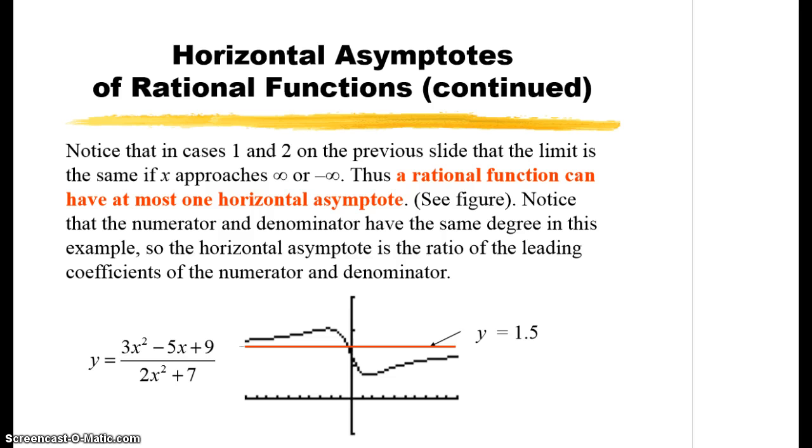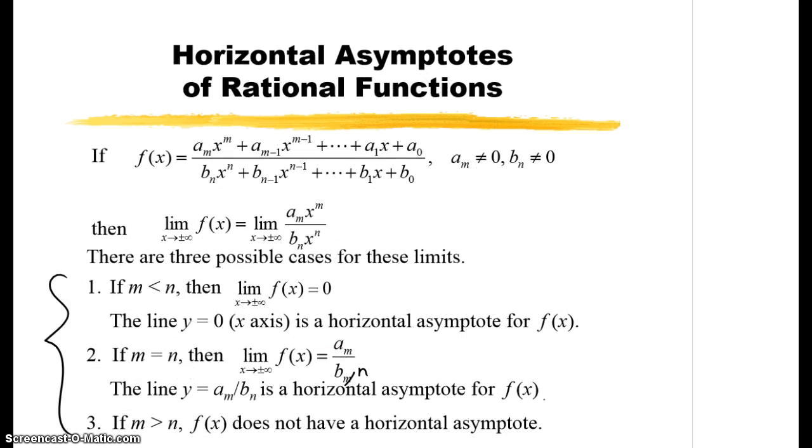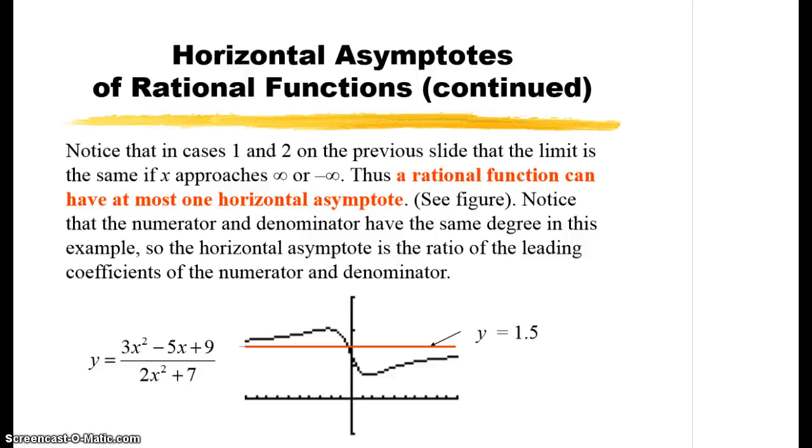Okay, so notice that in cases 1 and 2, on the previous slide, the limit is the same if x approaches positive or negative infinity. It wouldn't make a difference in both cases. Thus, we say a rational function can have at most one horizontal asymptote. That's the reasoning behind it. Notice that the numerator and denominator have the same degree in this example, 2, right? So the horizontal asymptote is the ratio of the leading coefficients of the numerator and denominator, which is 1.5. Also notice that the horizontal asymptote actually crosses the function at this point. That's okay. That might happen. So keep that in mind.